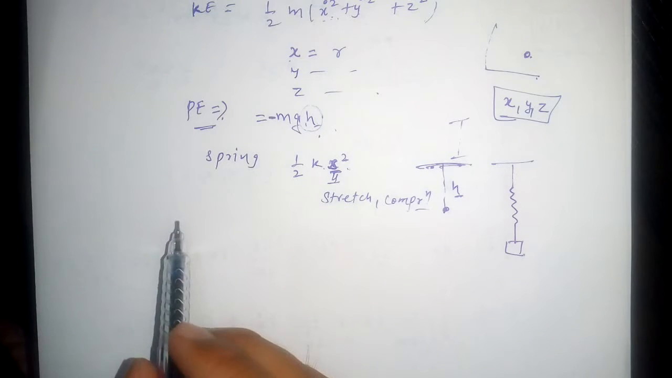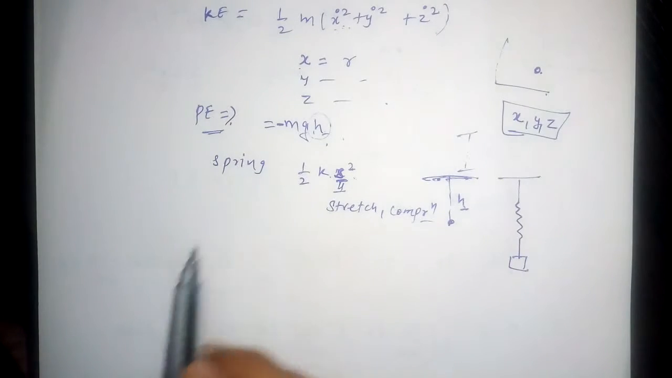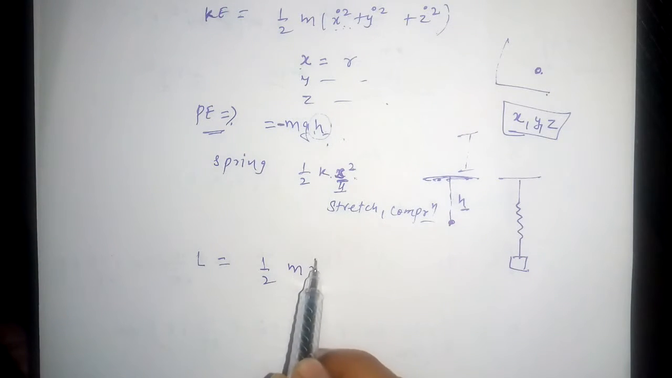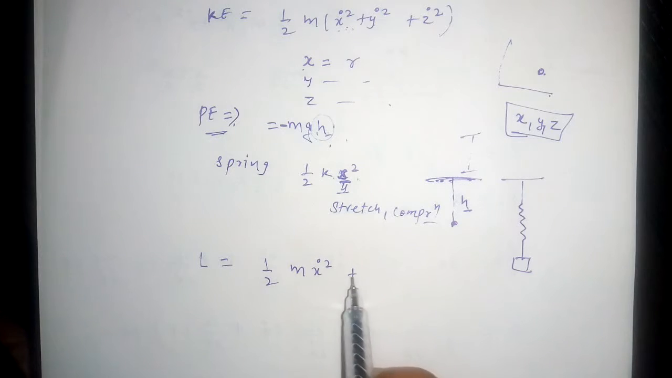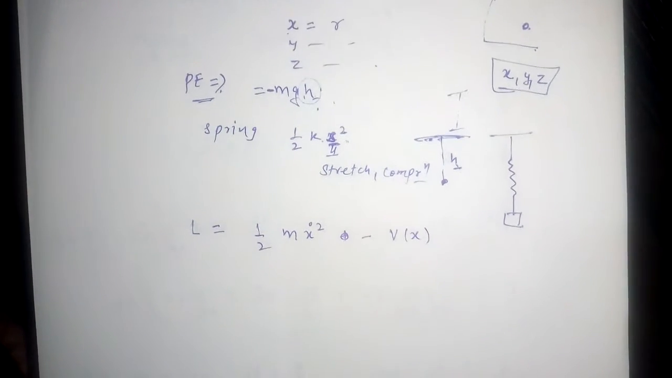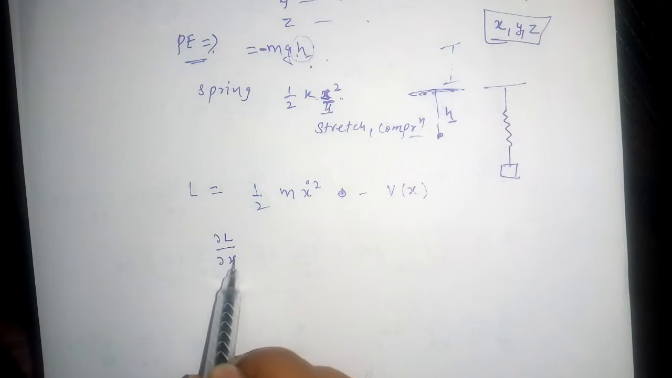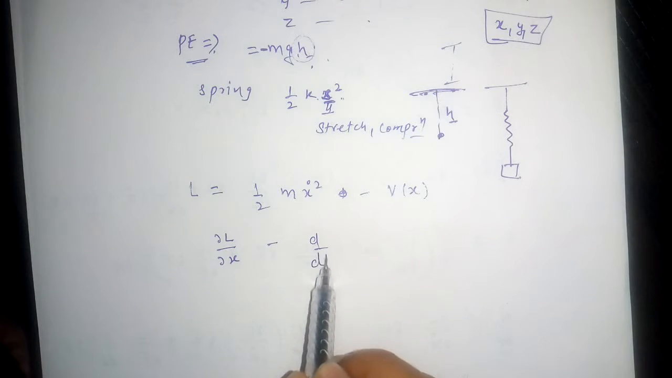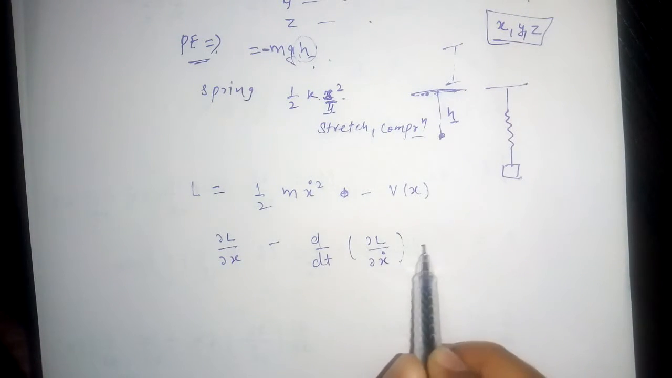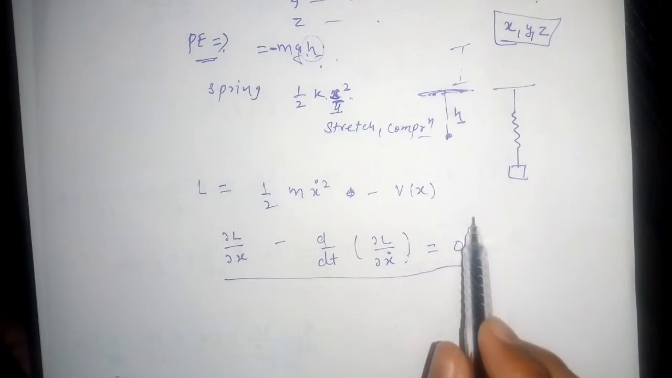Okay, then next, what is the equation of motion for that? Let's say we have only one variable x, with L equal to half m x dot square minus V of x. The equation of motion will be del L by del x minus d by dt of del L upon del x dot, equal to 0. This is the standard equation of motion.